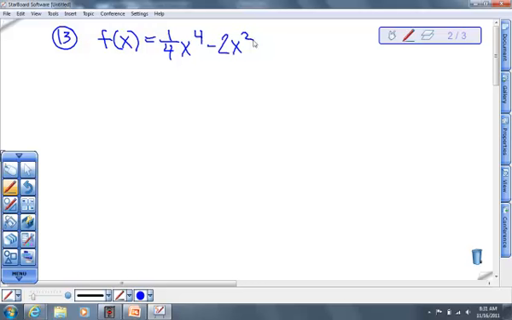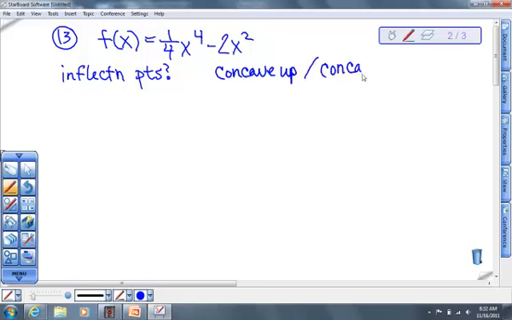Alright, the next problem from the assignment that we're going to do is number 13. And the directions are to find the points of inflection and discuss the concavity of the graph of the function. I'm going to list out our overall objectives of this problem. First, we need to find our inflection points, so I'll write that. What are those? And then where is it concave up and concave down? That would be the discussion of the concavity of it.